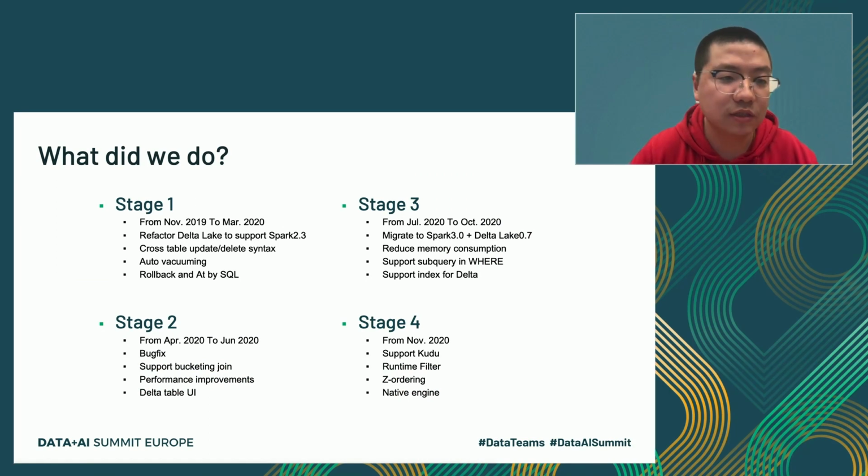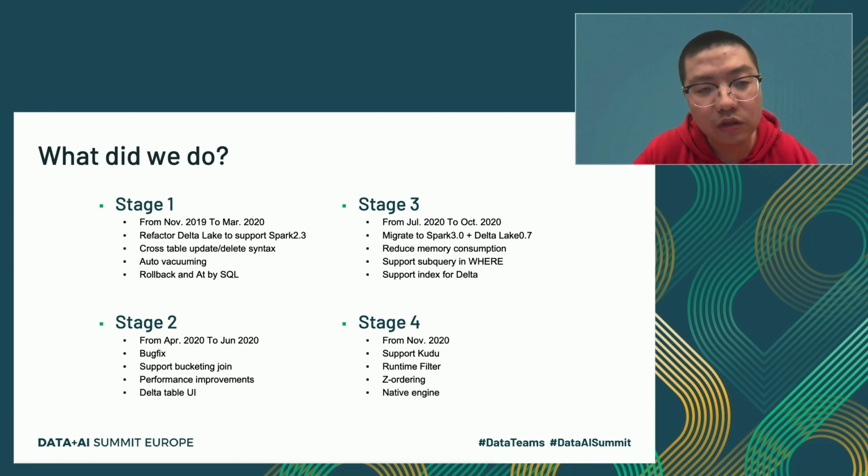has 4 stages. In the first stage, from last November to this March, we finished the fundamental functions. We refactored Delta Lake to support legacy Spark 2.3, and we finished the cross-table updating and deleting syntax. Also, we needed vacuuming to resolve the small files, and we provide SQL-based time travel.